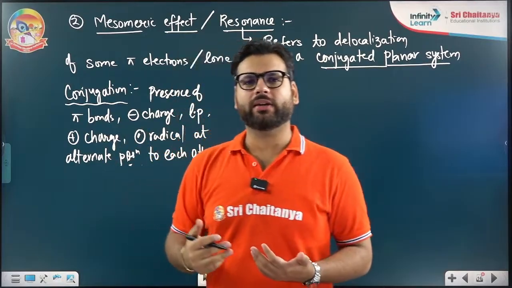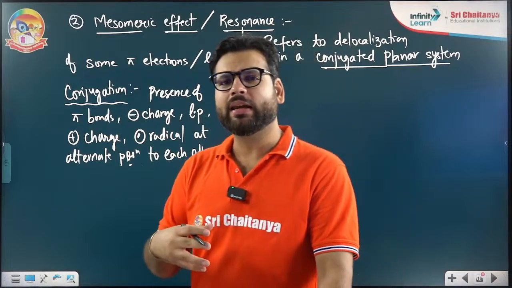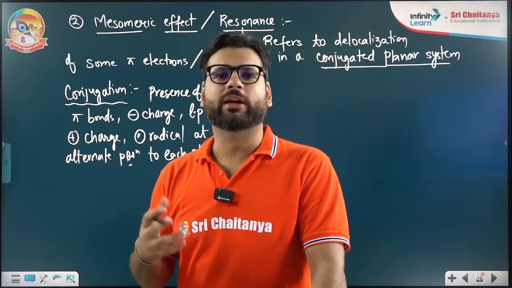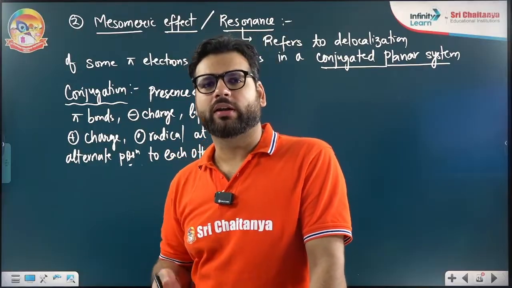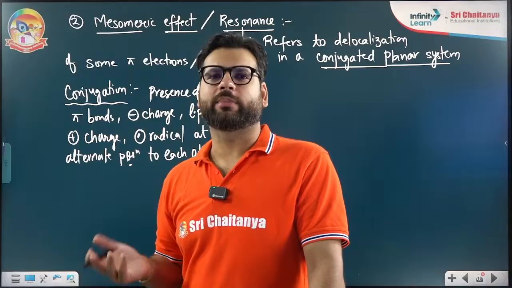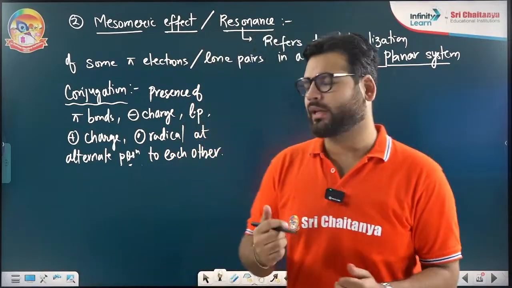What do you mean by alternate? Alternate means leaving one position. So you should be able to say like this: pi, nothing, pi. That becomes alternate. Pi, nothing, lone pair. That becomes alternate. Pi, nothing, plus. That becomes alternate. Plus, nothing, lone pair. That also becomes alternate.